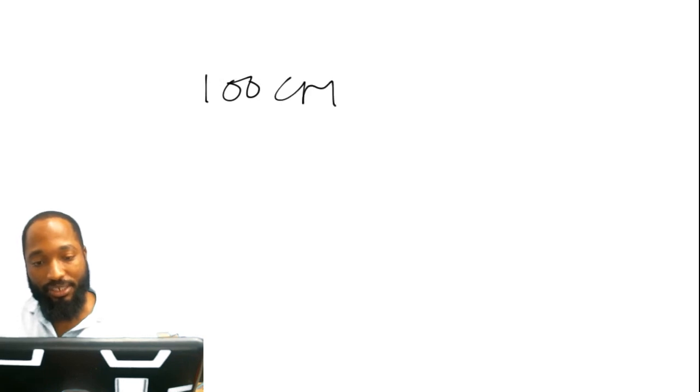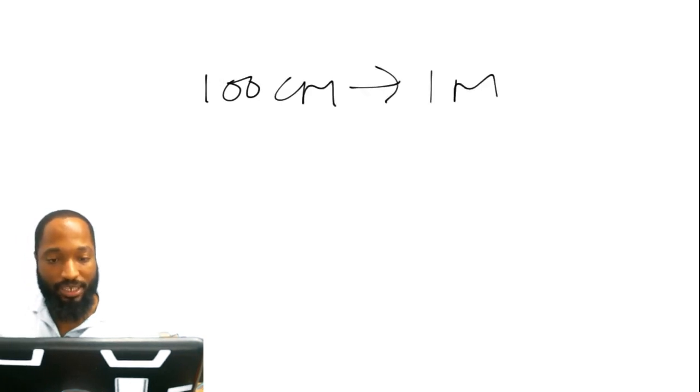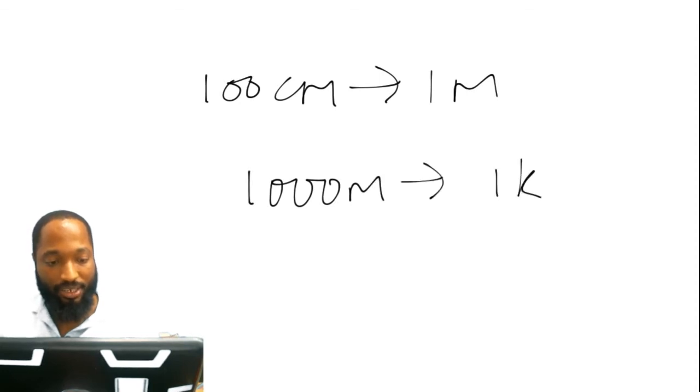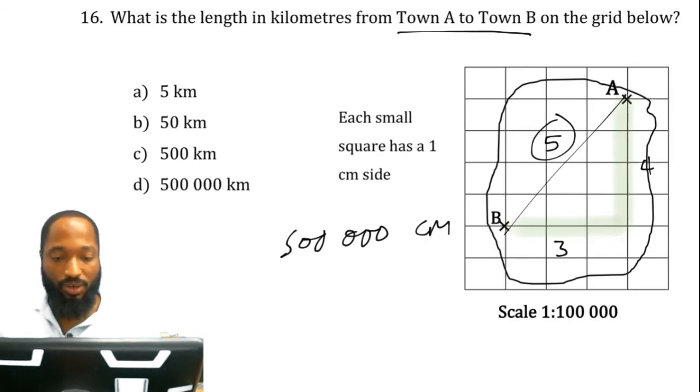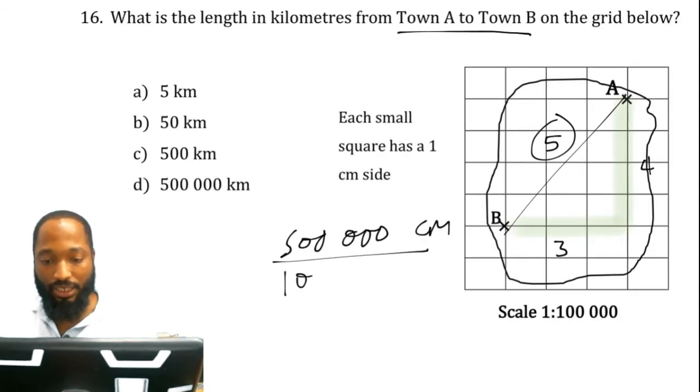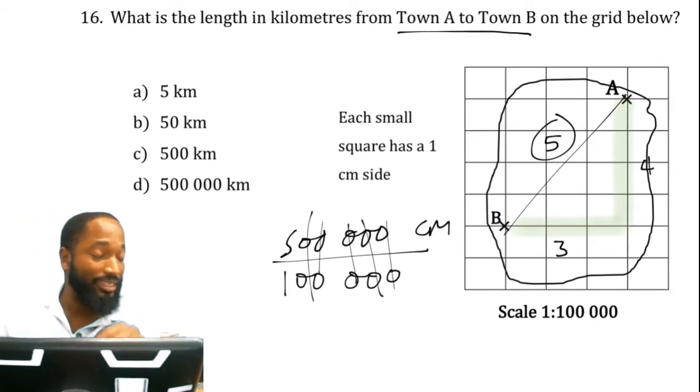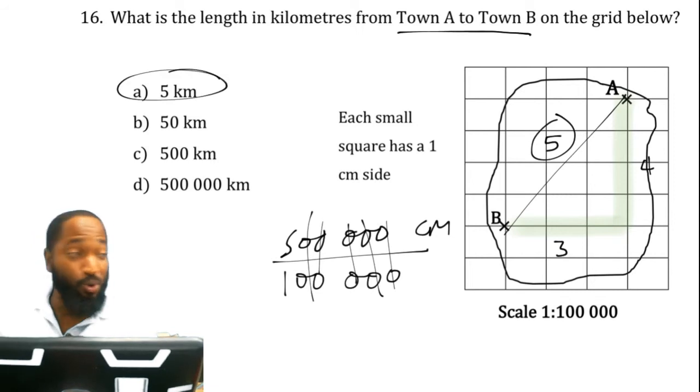100 centimeters in 1 meter. And there are 1,000 meters in 1 kilometer. So if you want to go straight from centimeters to kilometers is 100,000. So 100,000 centimeters. So to change that to kilometers, you divide off that 100,000 and you're going to end back up with 5. So most people got it wrong.